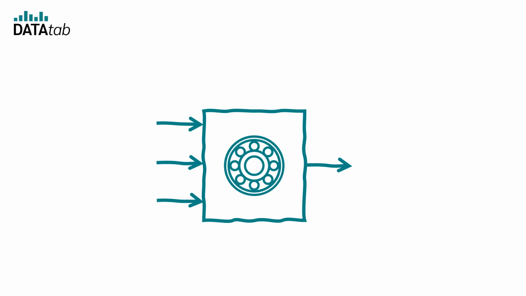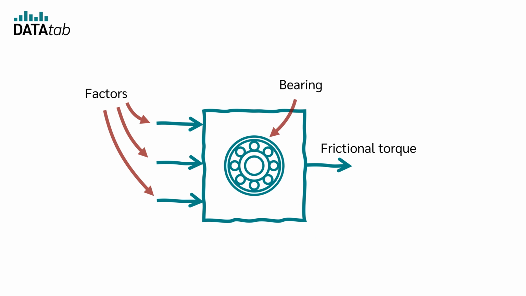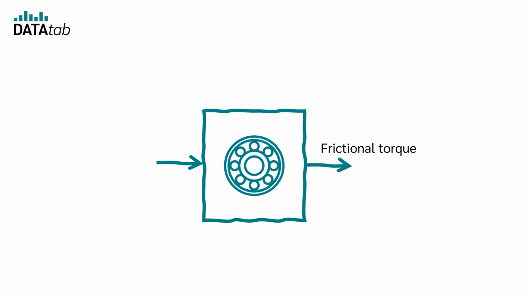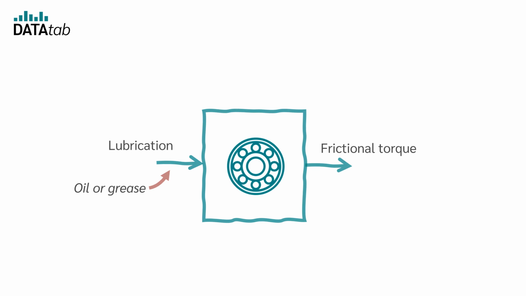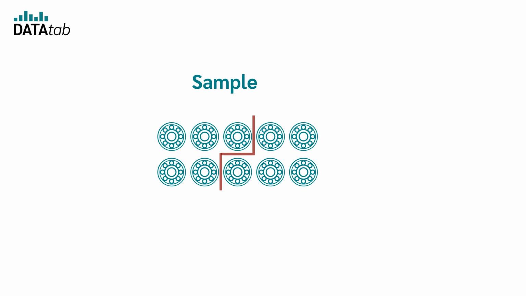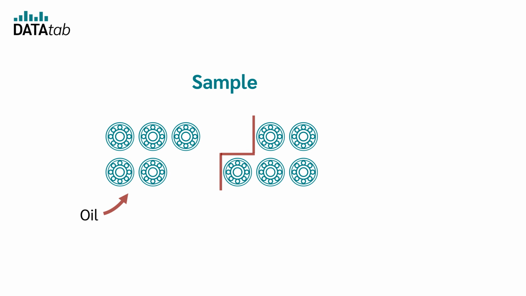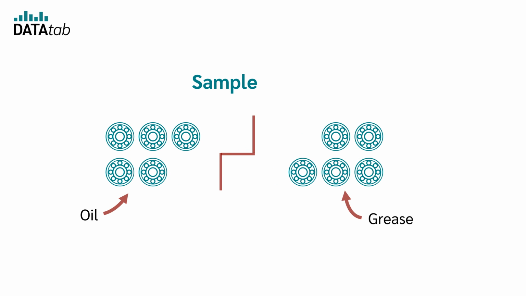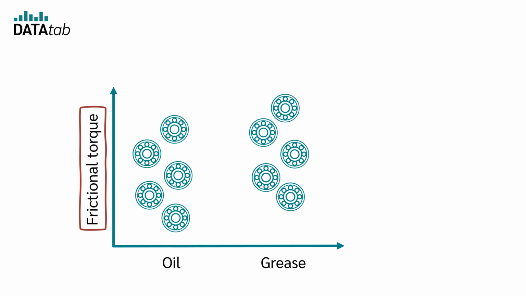We would like to investigate which factors have an influence on the frictional torque of a bearing. Let's start with one factor, lubrication. We would like to know whether it has an influence on the frictional torque if a bearing is oiled or greased. To find out, we take a random sample of 10 bearings. We oil one half of the bearings and grease the other half. Now we can measure the frictional torque of the 5 oiled bearings and the 5 greased bearings.